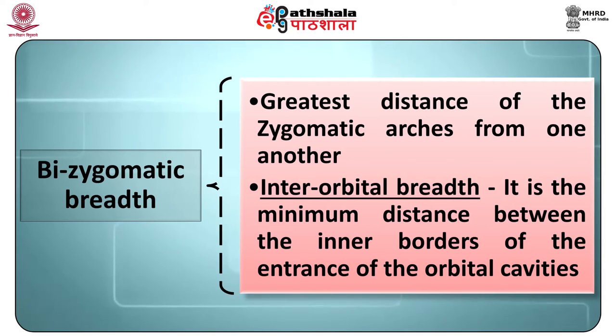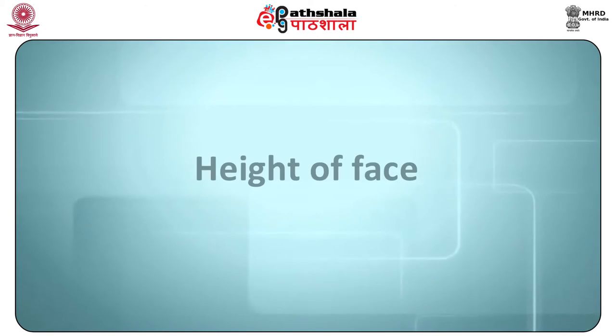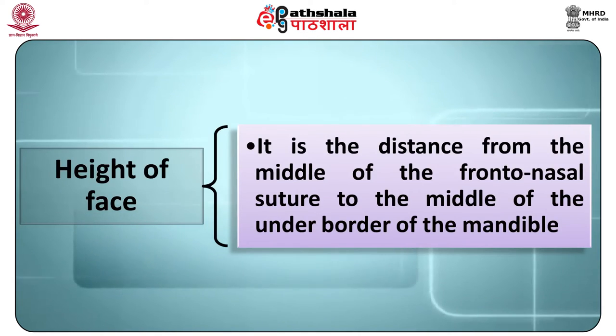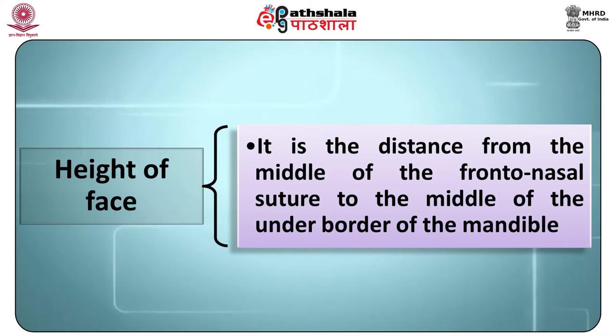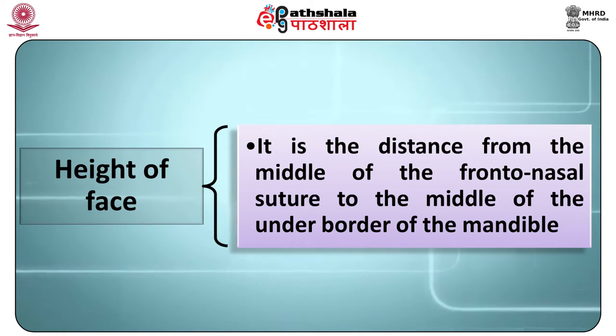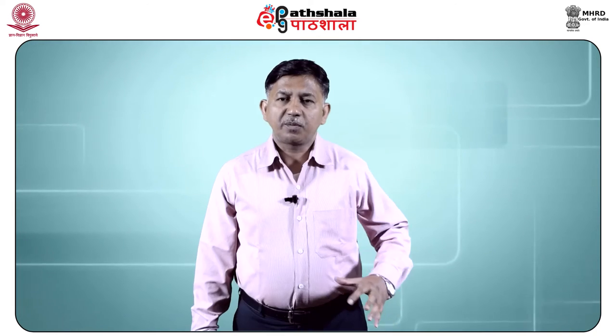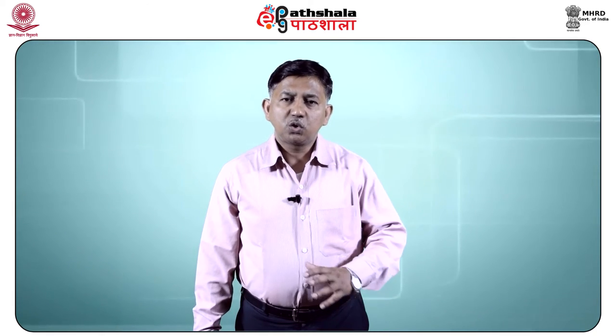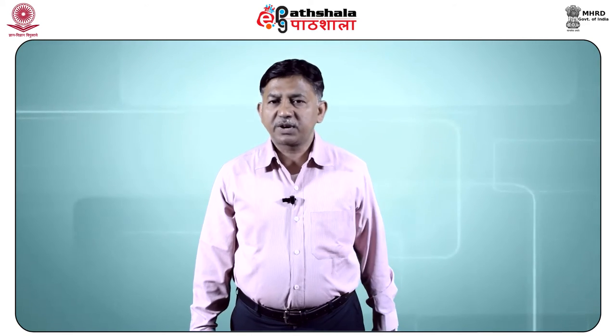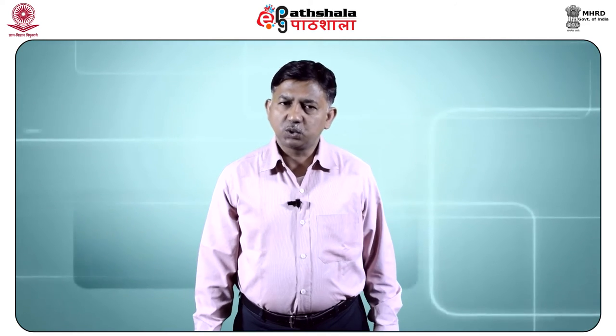The interorbital breadth is the minimum distance between the inner borders of the entrances of the orbital cavities. Then height of the face. It is the distance from the middle of the frontonasal suture to the middle of the under border of the mandible. Then the upper or the middle face height, from the middle of the frontonasal suture to the middle of the alveolar border of the upper jaw between the central incisor teeth.